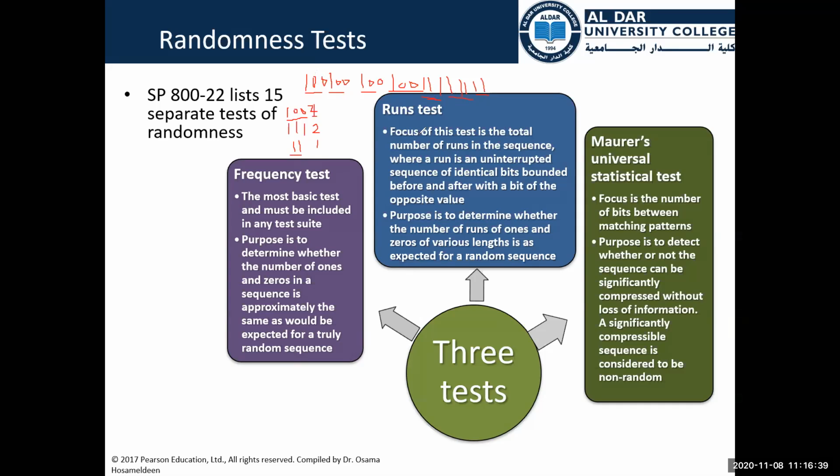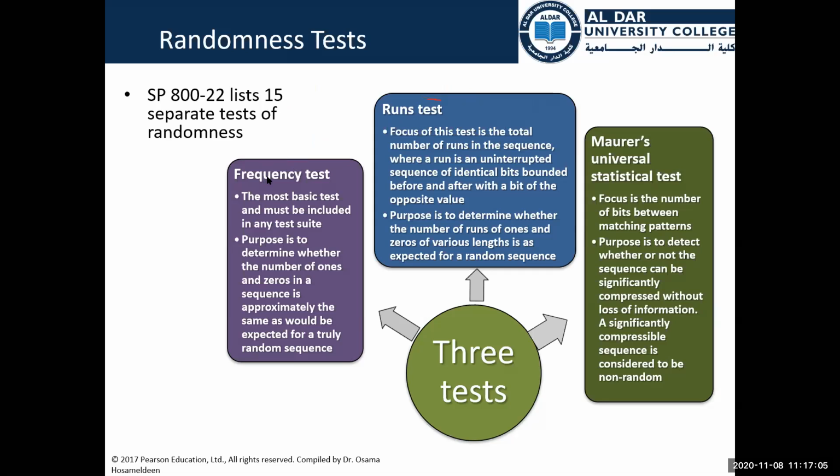As you see, if we can compress the binary stream, this means it is not random. As you see, this is not random because it repeats itself. So if it can be compressed like this, it is not considered to be random.